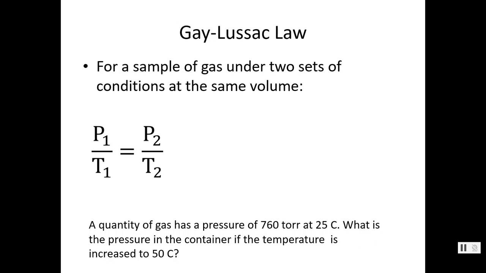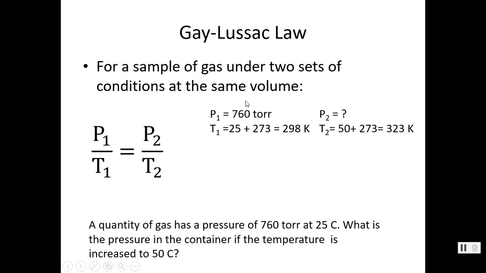But we have a P1 and a T1. We need to know what the new pressure is at the new temperature. So we organize our variables this way, making sure we convert our temperatures to Kelvin. And then we need to solve Gay-Lussac's law for the variable P2. By cross multiplying and dividing, P2 is going to equal P1 times T2 divided by T1.